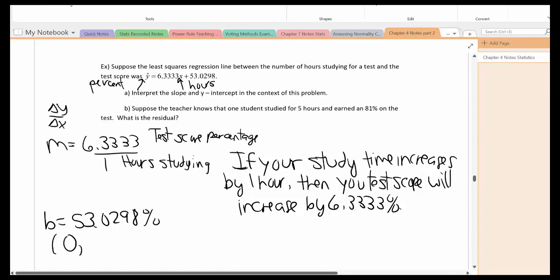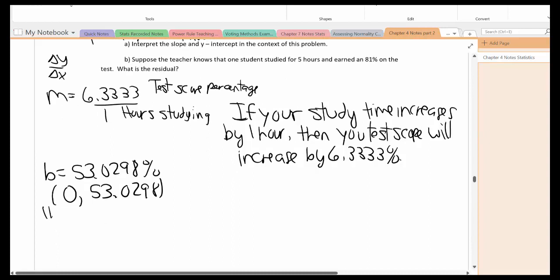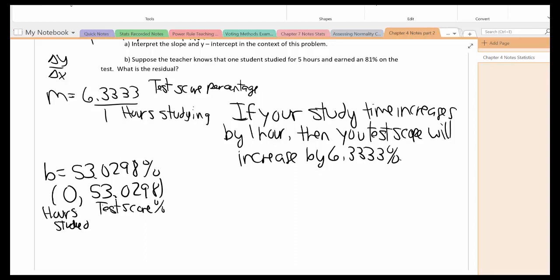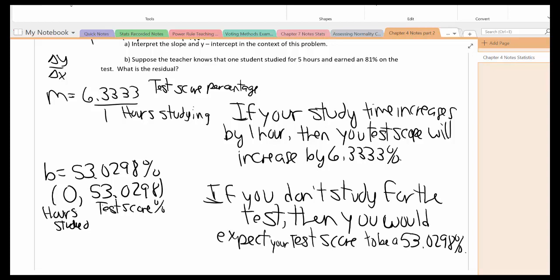Okay, the y-intercept in this case is 53.0298%. As an ordered pair, that's this. So the 0 represents hours studied, and this would be test score as a percentage. So in other words, if you don't study for the test, you would expect to receive about a 53.0298%. So let me write that out now. If you don't study for the test, then you would expect your test score to be a 53.0298%. Okay, that takes care of Part A.